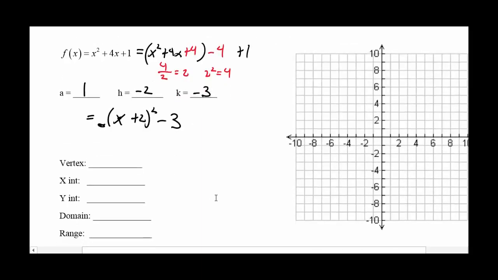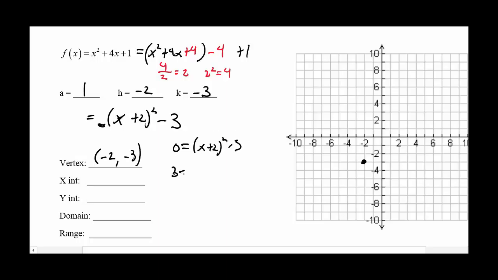So, let's get some ordered pairs, and then we can plot that. So negative 2, negative 3 puts it right there. Alright, so just write that there. Okay, the y-intercept, well, let's do the x-intercept first. Now that I've got it in vertex form, I can just set that form equal to 0 and solve.